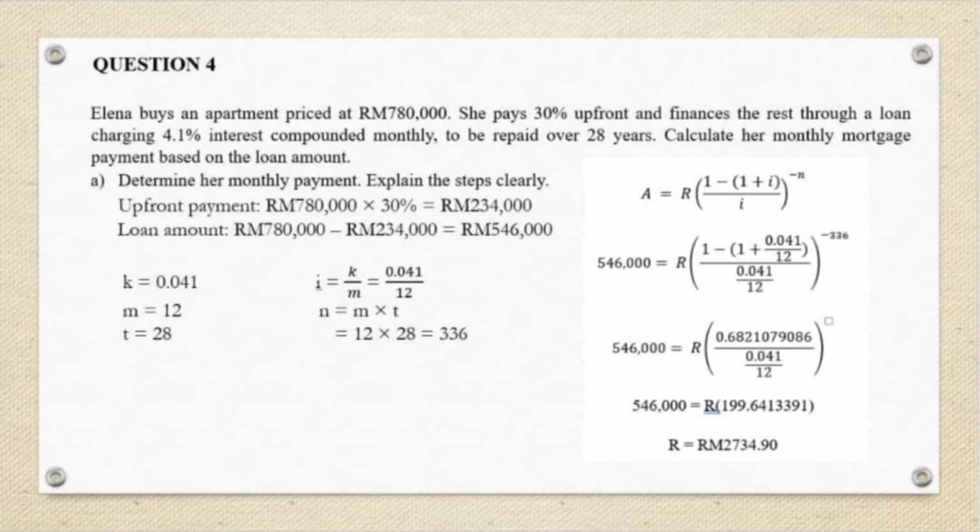So 546,000 equals R times 199.6413391. And to find R, divide 546,000 by 199.6413391. And the answer will be 2,734 ringgit 90 cents. And that is Alina's monthly payment.